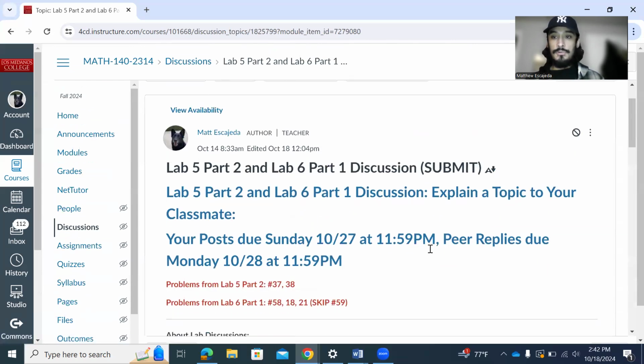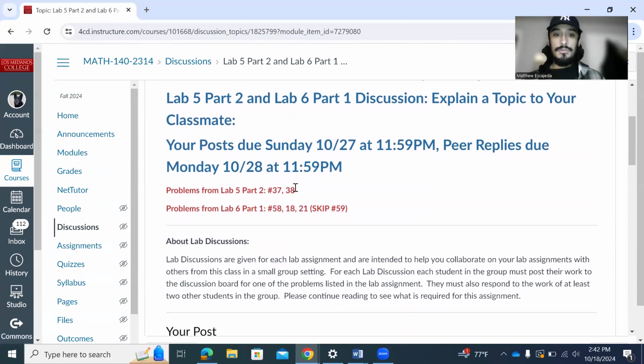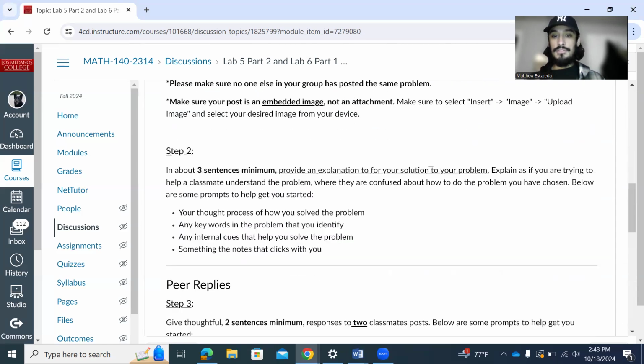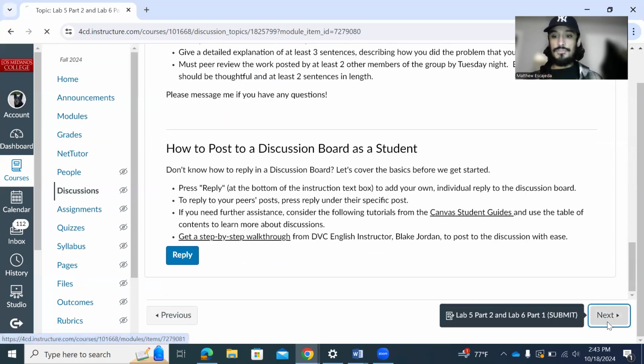And here's our discussion for this week's lab. Like I said, we are doing Lab 5 Part 2 and Lab 6 Part 1. So here are the questions you need to do from Lab 5: number 37, number 38, just those last two remaining problems that relate to 3.2. And then Lab 6 has questions from 3.2, 3.3 and 3.4, but we're not doing 3.4 yet. So we'll save that for next week. From Lab 6 Part 1, you need to do questions 58, 18, and 21, and skip number 59 about 3.2. Okay, so that's our discussion. Those are the problems you can post from, right? Those 5 questions. And the same discussion rules apply.